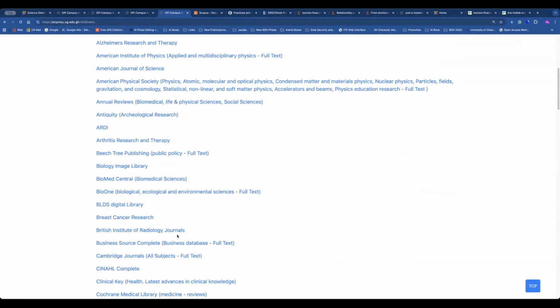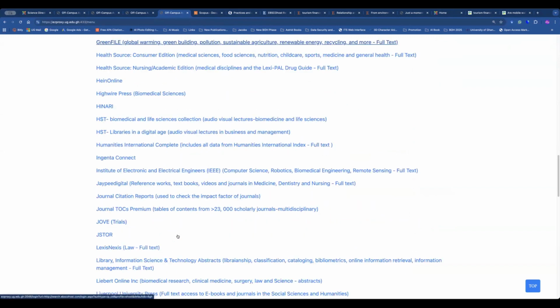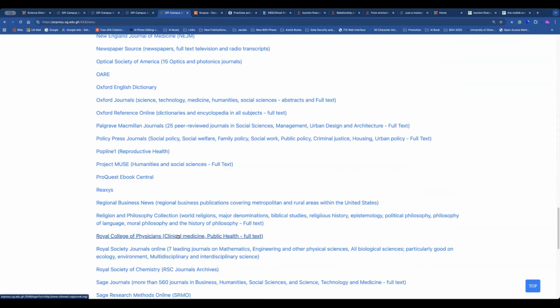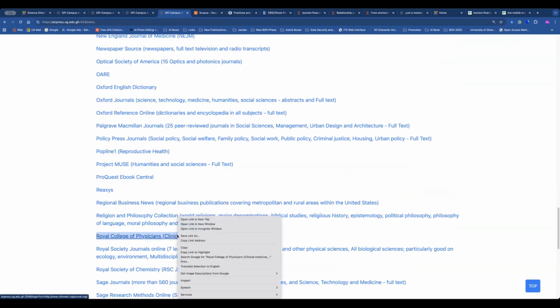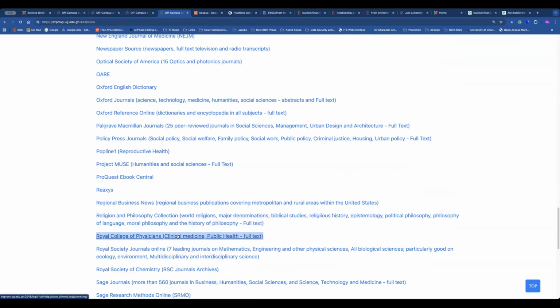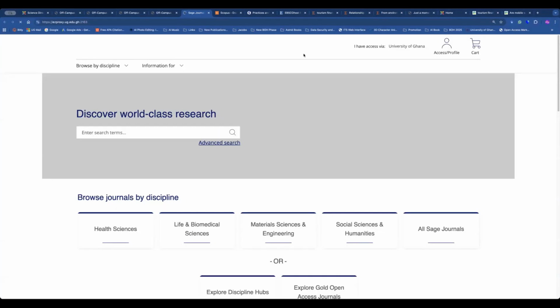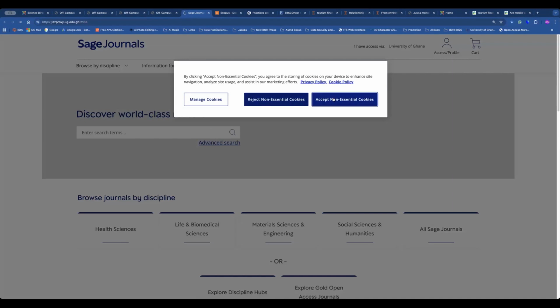Let's see, there's Sage here. So I'm going to check whether Sage will open. Okay, so let's see this here. I'll click on it. It will open it for me. Now, the fact that UG has given you a link does not mean that UG has paid for every journal there. So that's what makes it a little bit different. Okay, good. Now it has opened it for me.